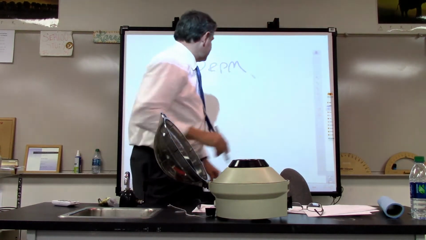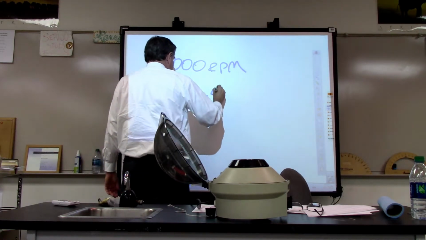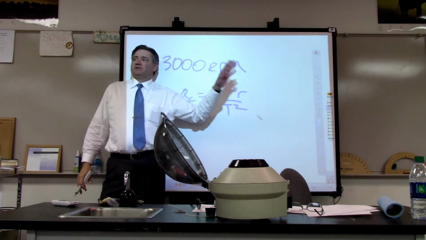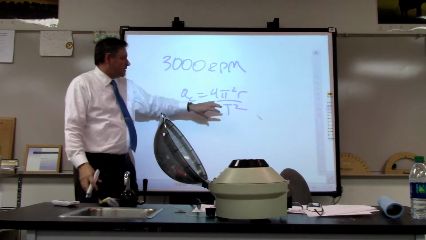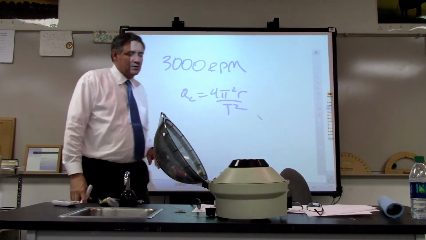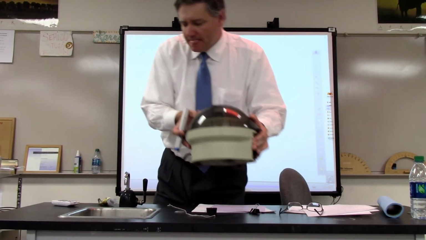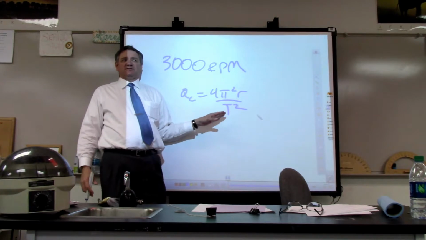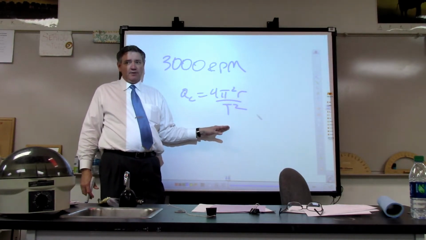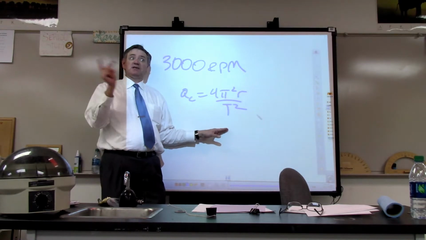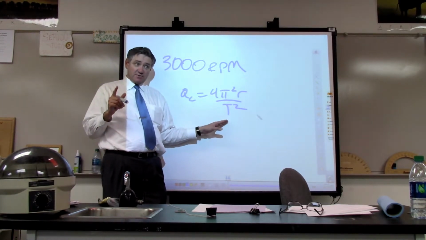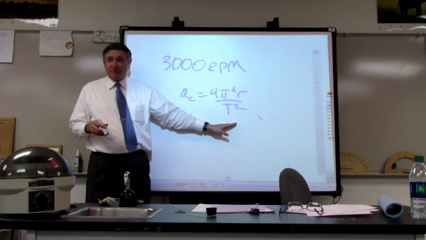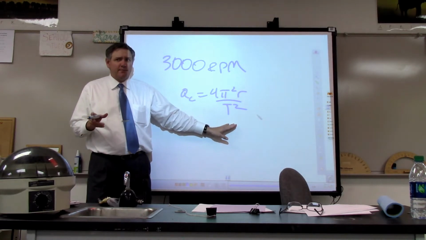So what I want to use is 4 pi squared r over T squared. Radius will be given to you, or you can measure that. T becomes a problem. As fast as that was spinning, do you think the time for one revolution is a big number or a small number? Pretty small, right? This thing was spinning really fast, so it doesn't take long for each revolution. So, do you think I want to take the 3,000 and put it here for the period? No. Bad.